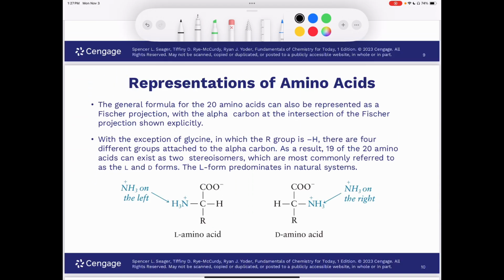Now, if you remember in the carbohydrates chapter, we used Fischer projections to represent carbohydrates. And so we're going to use Fischer projections sometimes to represent amino acids. So if you just follow along with me here, the general formula for the 20 amino acids can also be represented as a Fischer projection with the alpha carbon at the intersection of the Fischer projection shown explicitly. And so here we have our alpha carbon, and here we have our alpha carbon.